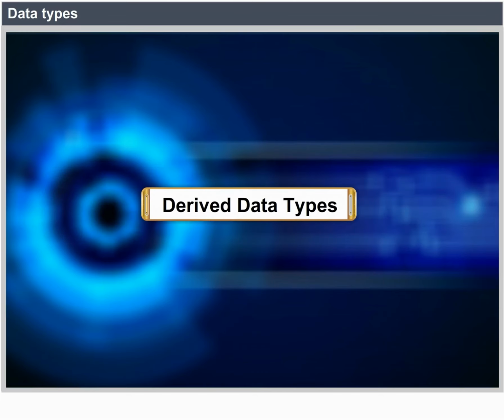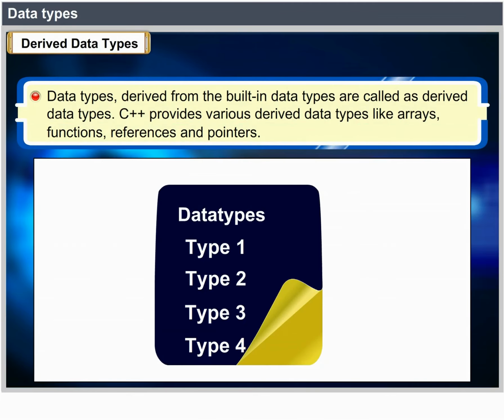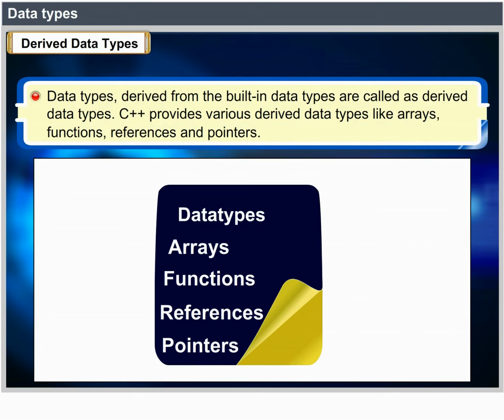Derived data types. Data types that are derived from the built-in data types are known as derived data types. The various derived data types provided by C++ are arrays, functions, references, and pointers.